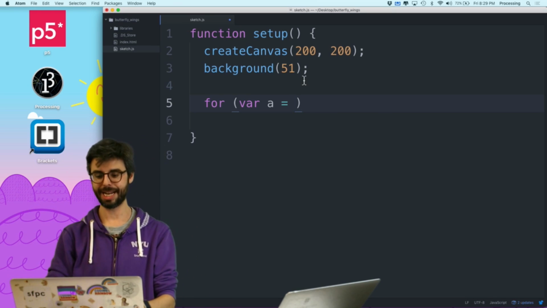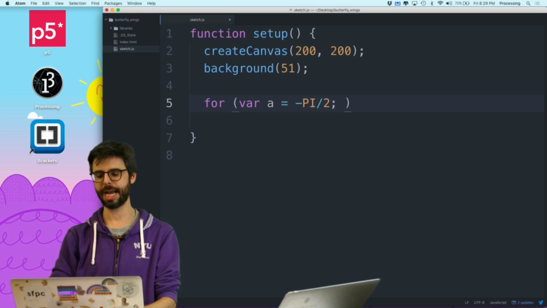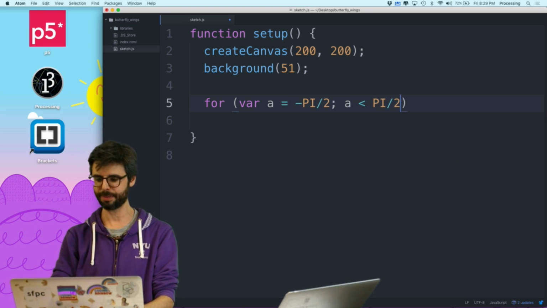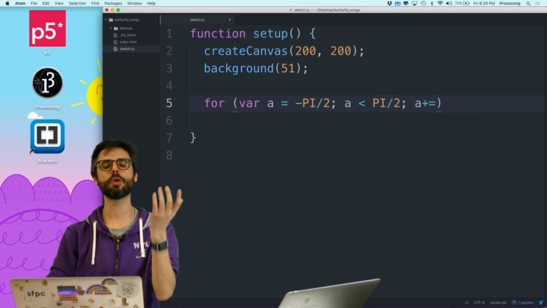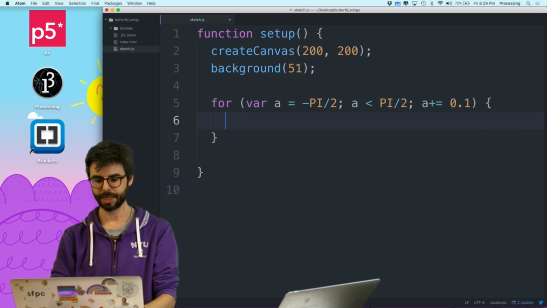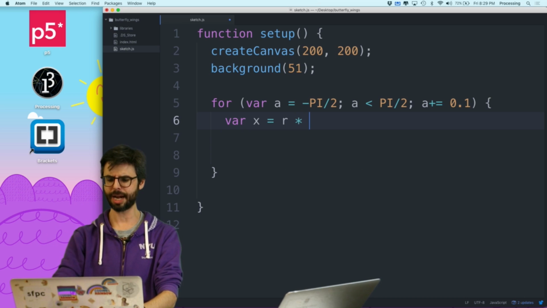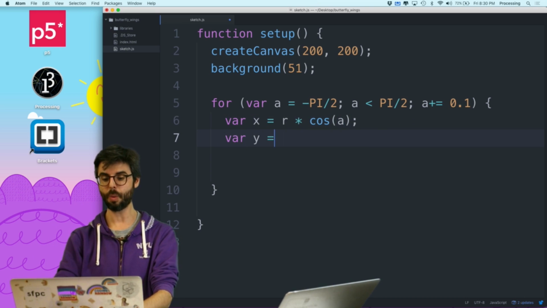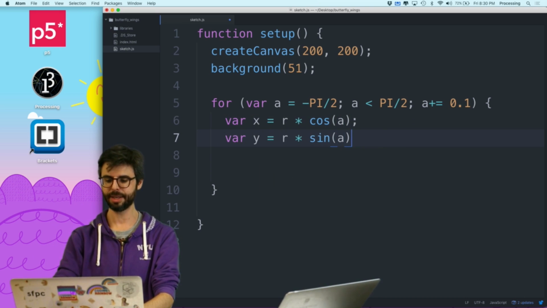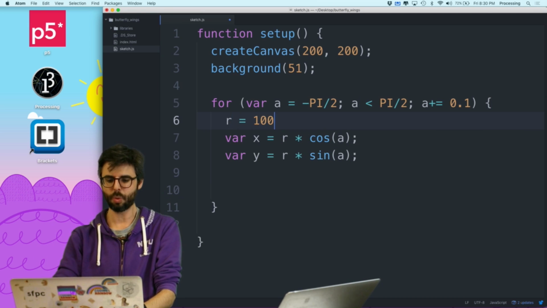I'm going to start at negative pi divided by 2. And I'm going to say a goes all the way up to pi divided by 2, and a increments by some arbitrary amount, 0.1. Then I'm going to say var x equals r times cosine of a, var y equals r times sine of a, and what is r going to be? Let's just make r equal to 100 for right now.